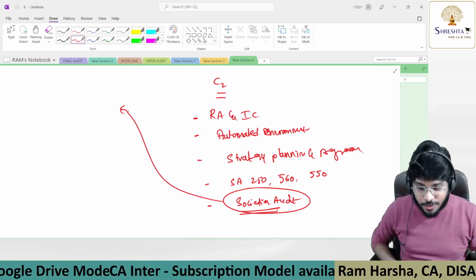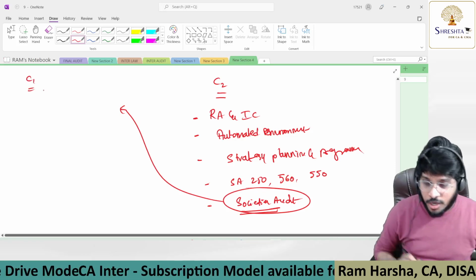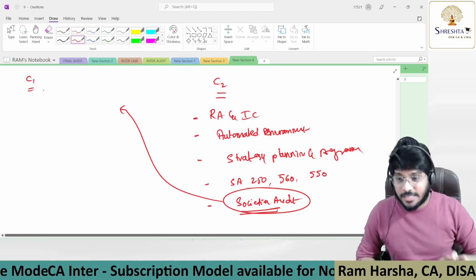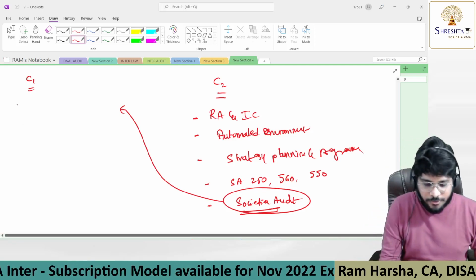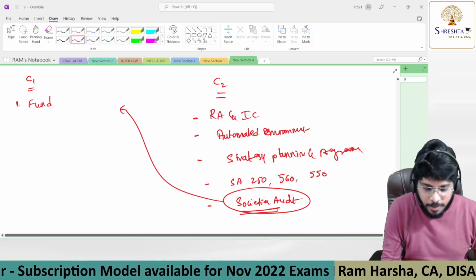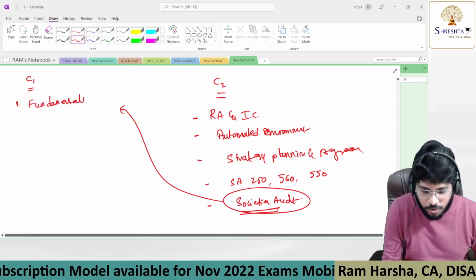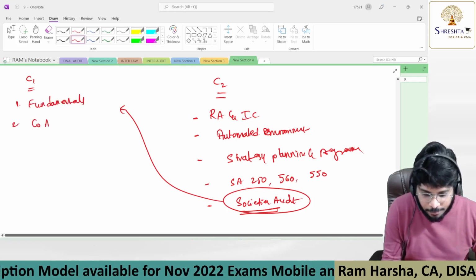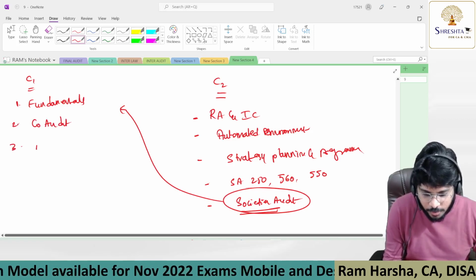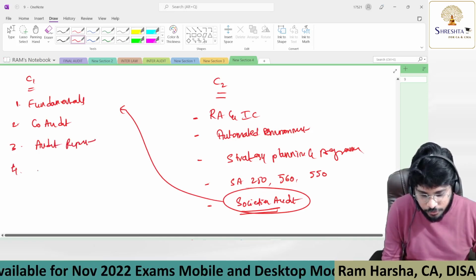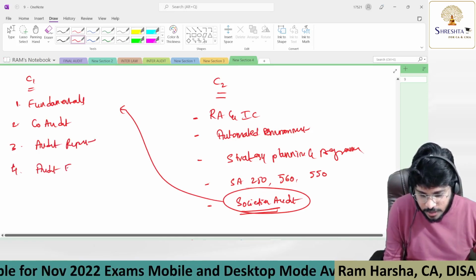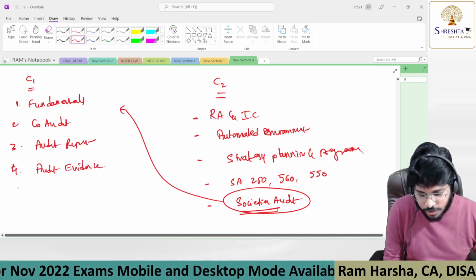Now the following chapters are category 1, and you must revise in the following order which I mentioned. The order is very important. First and foremost, whoever is following my material, fundamentals is always important. Second, company audit you need to revise. Third, audit report you need to revise. Fourth, audit evidence. We have a chapter called audit evidence. You need to revise that.